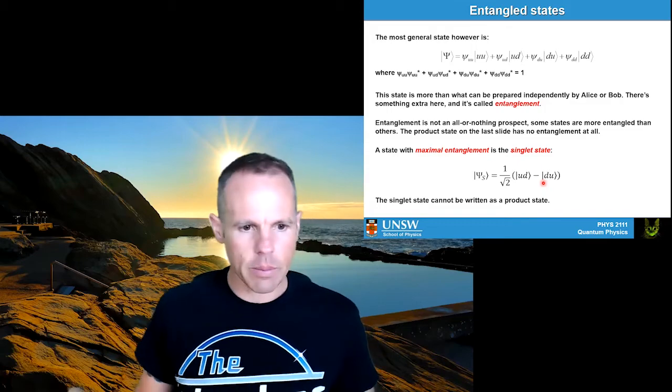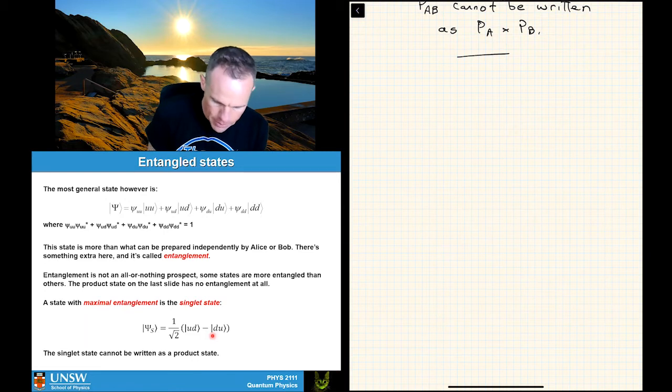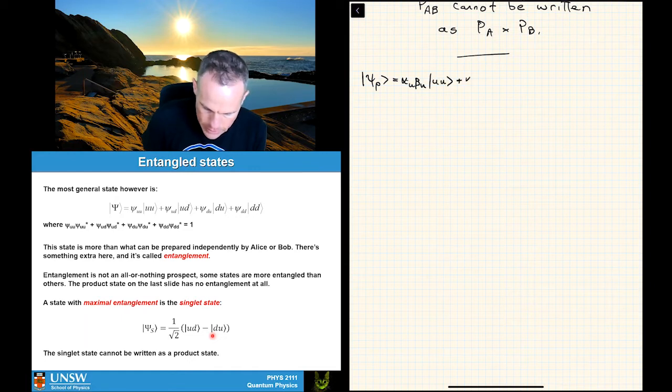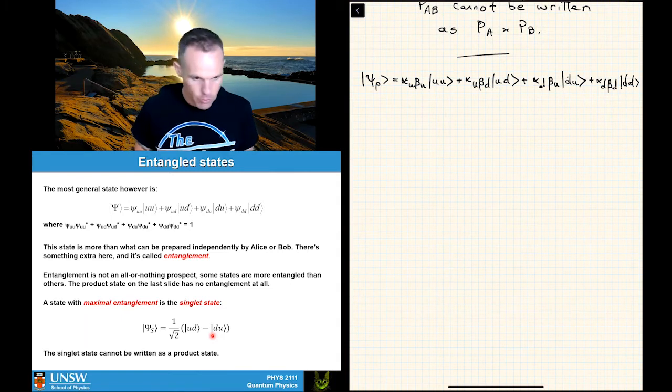So we're going to need some paper for this. Let's start by considering our product state. It's going to be alpha up, beta up, up, up, plus alpha up, beta down, plus alpha down, beta up, plus alpha down, beta down, like so. Okay, I've just got that there so we've got it for reference in a second.